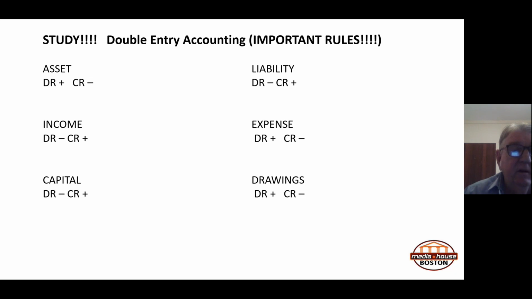Okay, if you debit your income, it means it decreases. This would typically be when you had a sale, but the purchaser returns it.